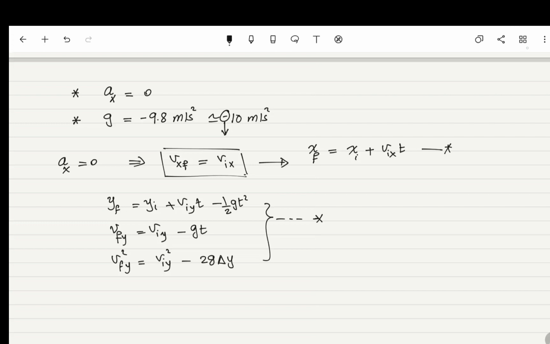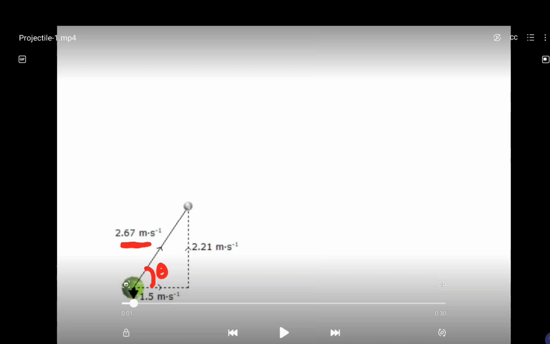Let's have this model. As we can see here, a ball is fired at some angle theta, and with an initial velocity of 2.67 meters per second. The black arrow here is the acceleration. As we can see, it's always downward all the way.